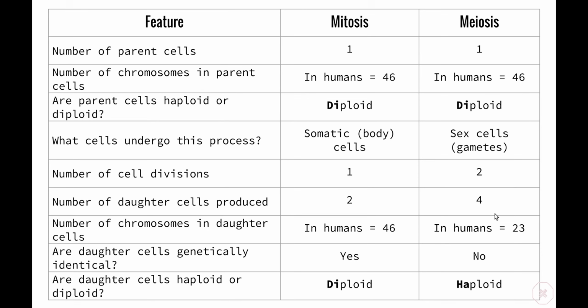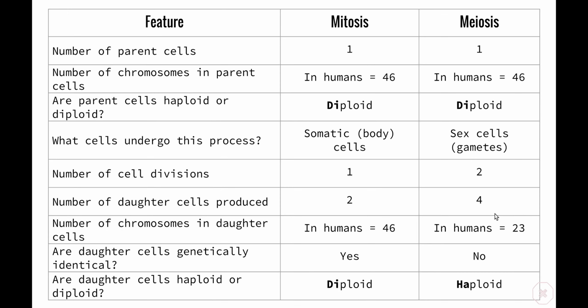In mitosis, we produce 2 daughter cells, whereas meiosis results in 4 daughter cells. The number of chromosomes in the daughter cells that are produced in mitosis is 46, so exactly the same as our parent cell, whereas in meiosis, that is halved to 23. In mitosis, the daughter cells are genetically identical to the parent, whereas in meiosis, all 4 of the cells that are produced are genetically different to each other and genetically different to the parent cells.